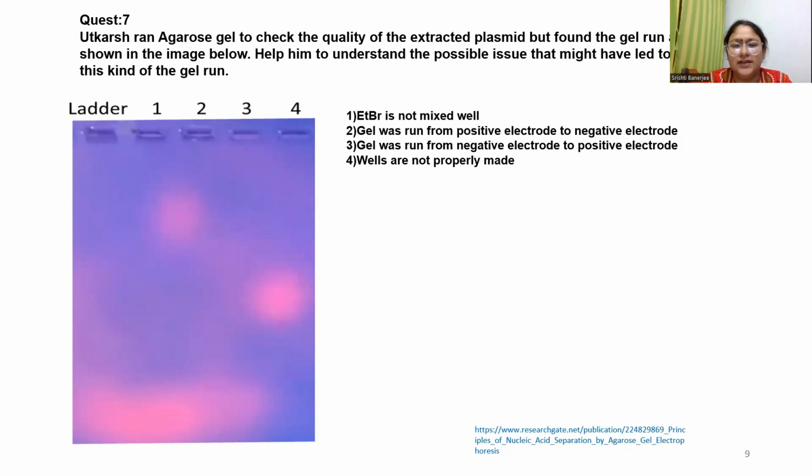Archana says while loading the sample, it may overflow. Okay. So Archana and Nidhi are in favor of the wells. And Rajesh, why do you think that EtBr was not mixed properly? You have given a different answer. Most people are saying option four.